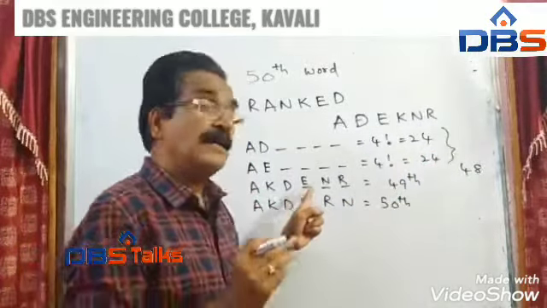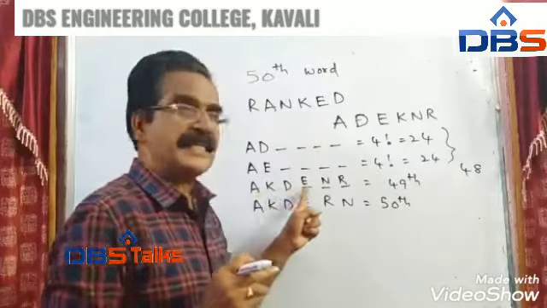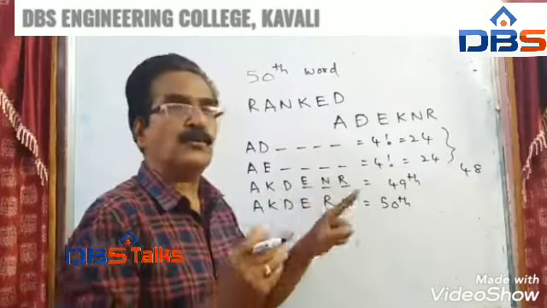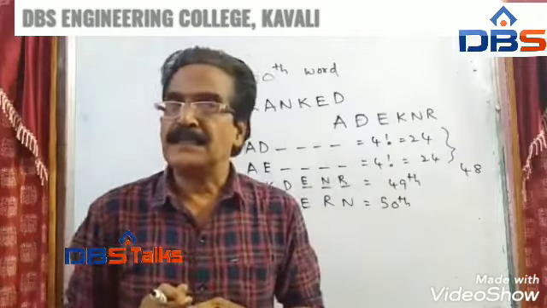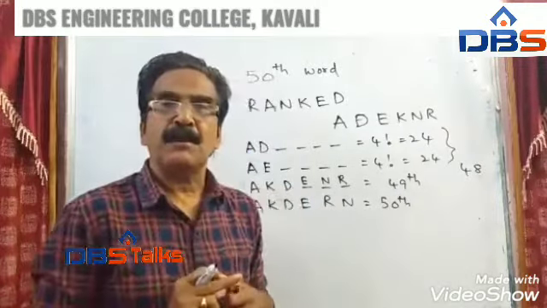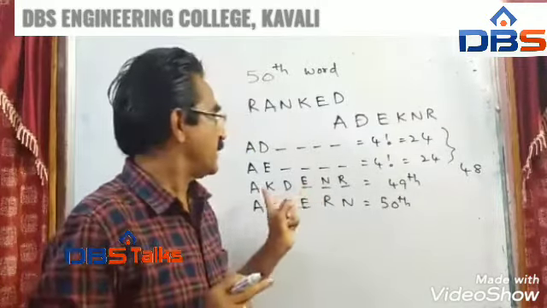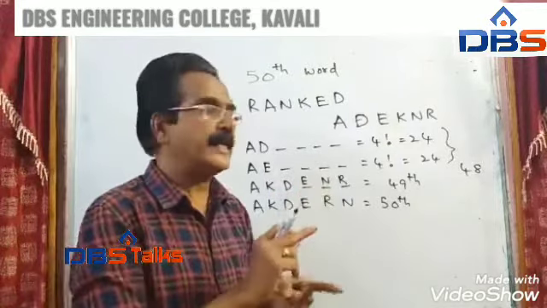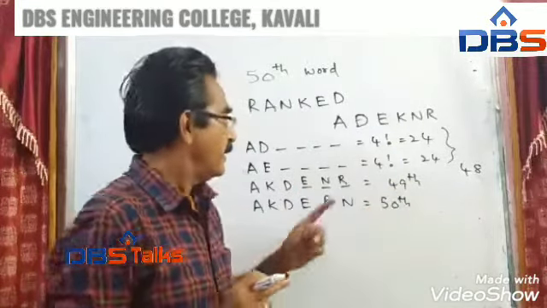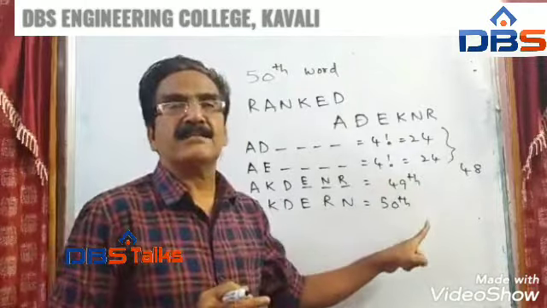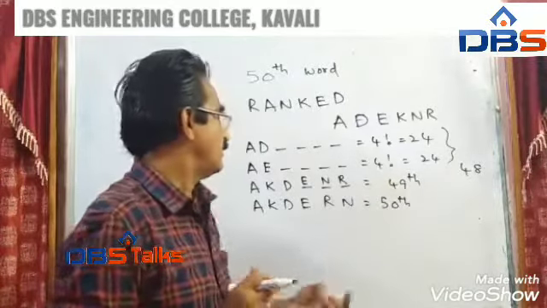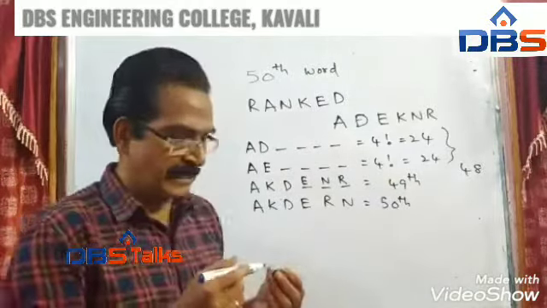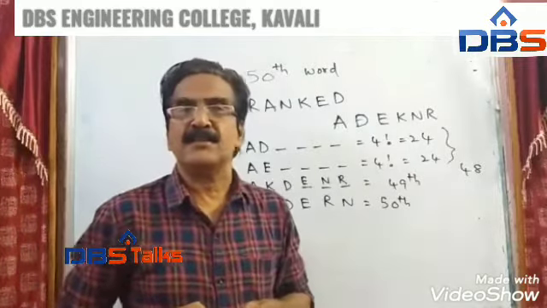So we have to take the fourth letter also, AKDE. So we have to permute the last two letters only. AKDENR is the 49th one, RN is the 50th one. So we want the 50th one. AKDERN is the 50th arrangement, friends. Okay, friends.